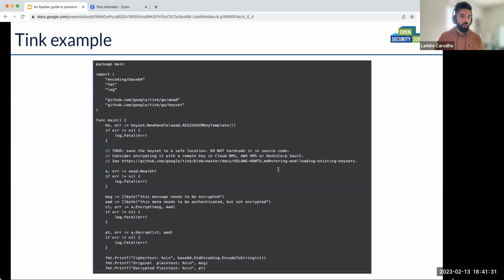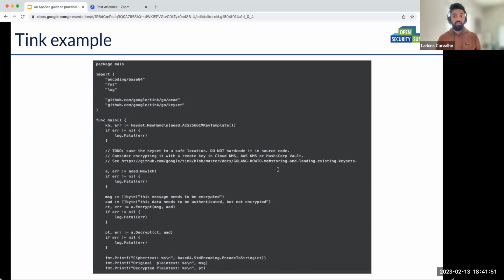Now, jumping onto the Tink example, I would like to talk about how Tink works and what piece of code it provides. What are the different concepts here? The first thing is primitives, another is key types, key sets, and key set handles.